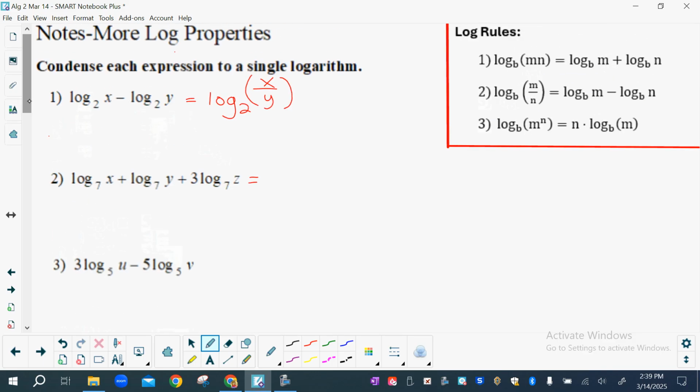So which property are we going to use to change it? 1, 2, or 3. So we have to move that 3. Where does the 3 move to? So it moved from the exponent to the front. So now we're going to move it from the front to the exponent. So this is going to become log base 7 of z to the 3rd.